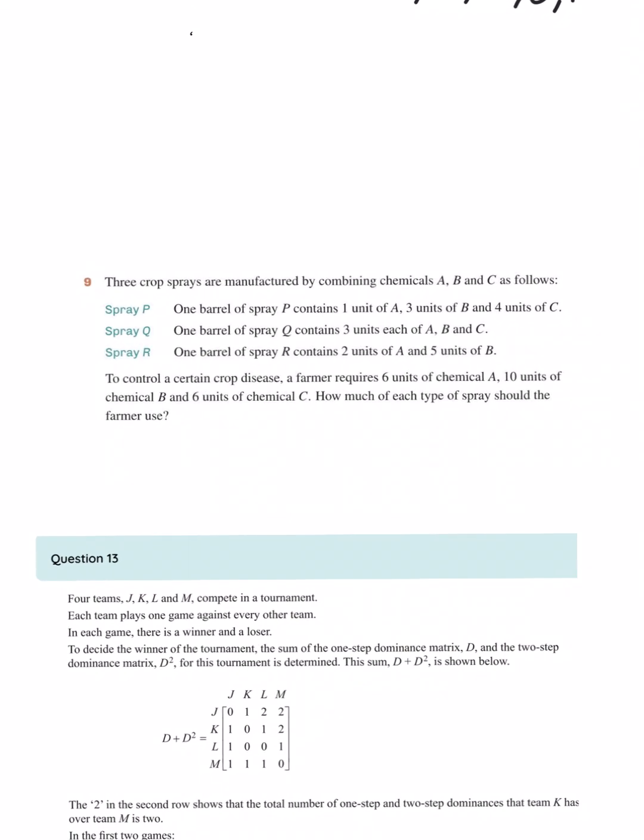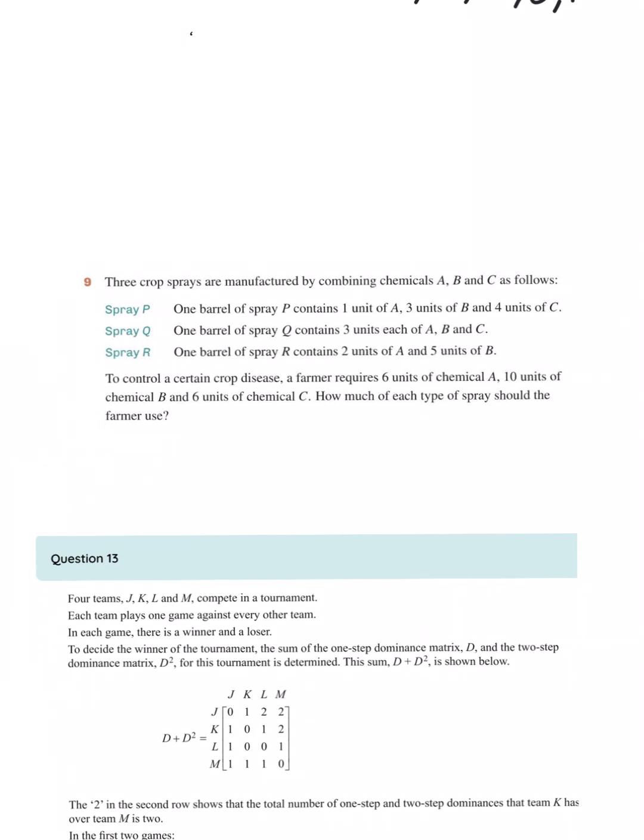3 crop sprays are manufactured by combining chemicals A, B, and C as follows. Okay, spray P contains that. Spray Q contains that. And then spray R contains that. To control a certain crop disease, the farmer requires 6 units of chemical A, 10 units of chemical B, and 6 units of chemical C. How much of each type of spray should the farmer use?